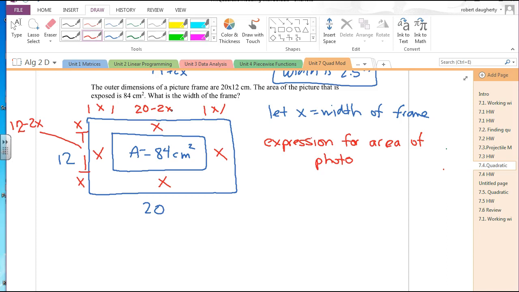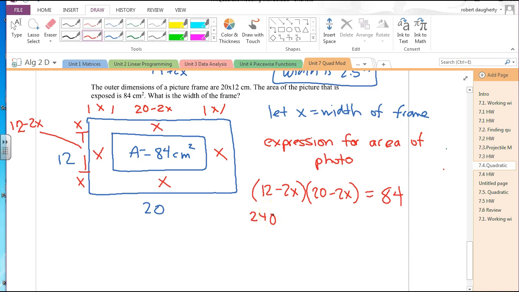12 minus 2x times what? 20 minus 2x equals what? 84. Okay. I know the area of that photograph is 84. So 20 minus 2x times 12 minus 2x equals 84. What do I do now? All right, just multiply this out. So I can have 12 times 20, that's going to be what, 240.